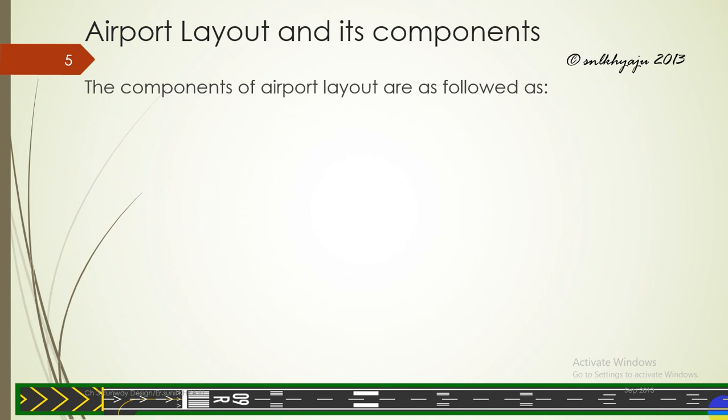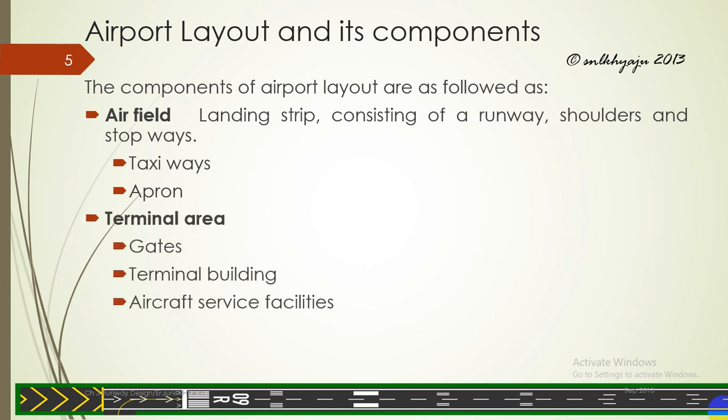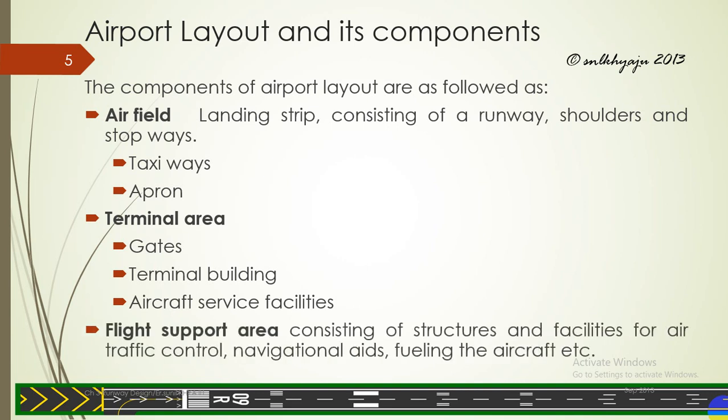The components of airport layout are as follows. The first component is airfield, consisting of landing strip, runways, shoulder and taxiways, stopways, aprons, etc. Terminal area, gates, terminal buildings, aircraft service facilities, flight support area consisting of structures and facilities for air traffic control, navigational aids, fueling the aircraft, etc.